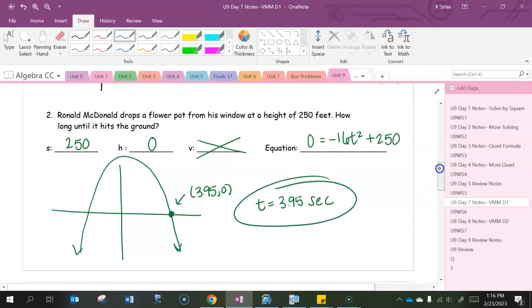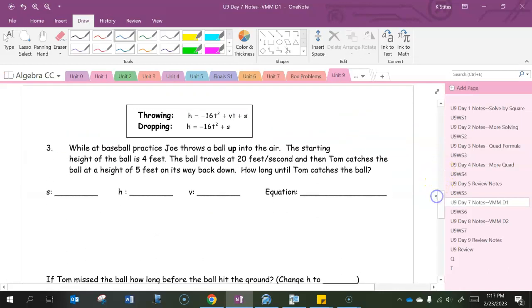Let's try another one. Here are your equations again. While at baseball practice, Joe throws a ball up into the air. The starting height of the ball is 4 feet. Okay, so S is 4. The ball travels at 20 feet per second. All right, that's our velocity, and it says it's going up, so that's a positive. And Tom catches the ball at a height of 5 feet on its way back down. All right, so that means 5 is our end height.